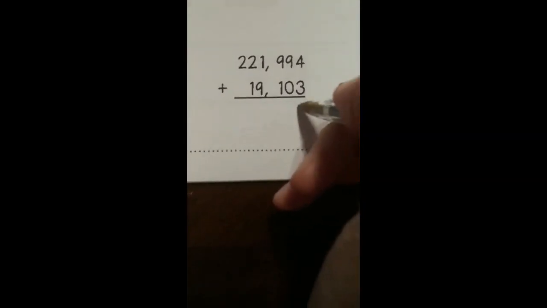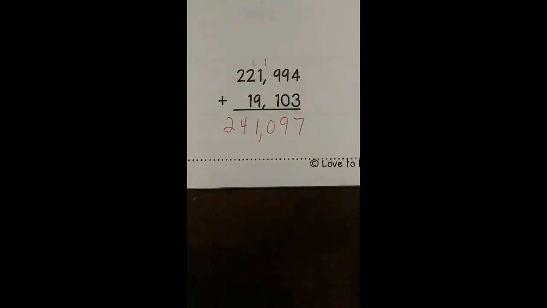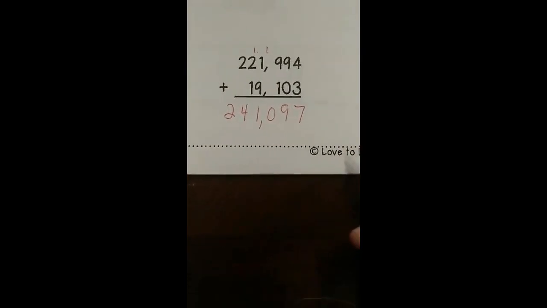The last step, we're adding. 4 plus 3 is 7. 9 plus 0 is 9. 9 plus 1 is 10. 9 plus 2 is 10, 11. 2 plus 1 is 3, plus 1 is 4, and then bring down my 2. My answer is 241,097.